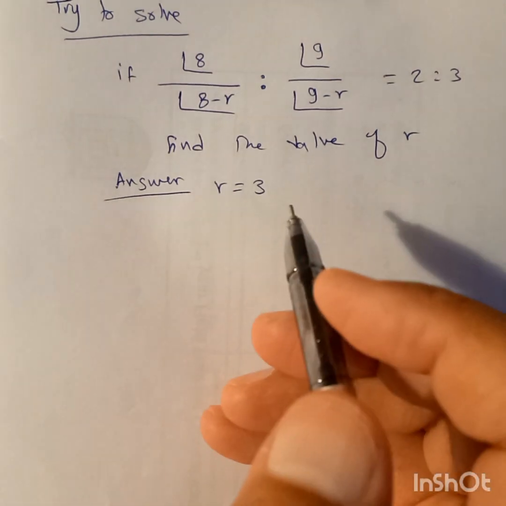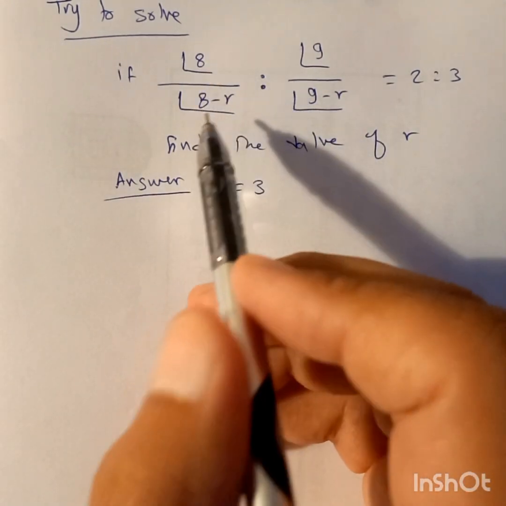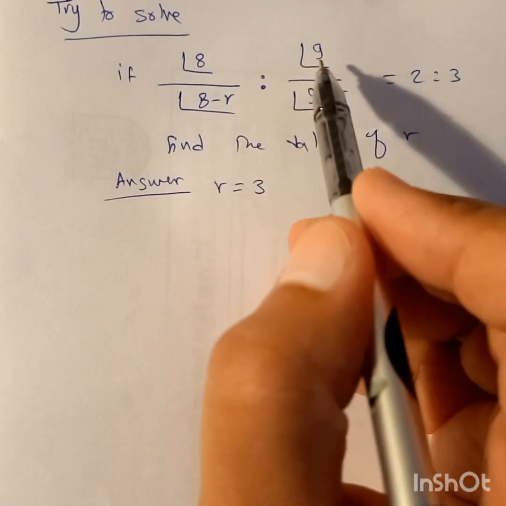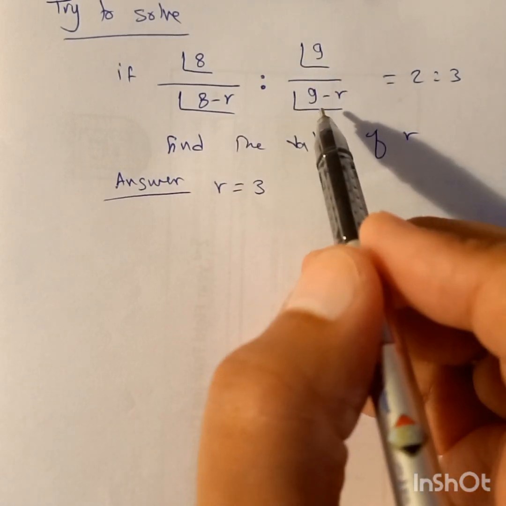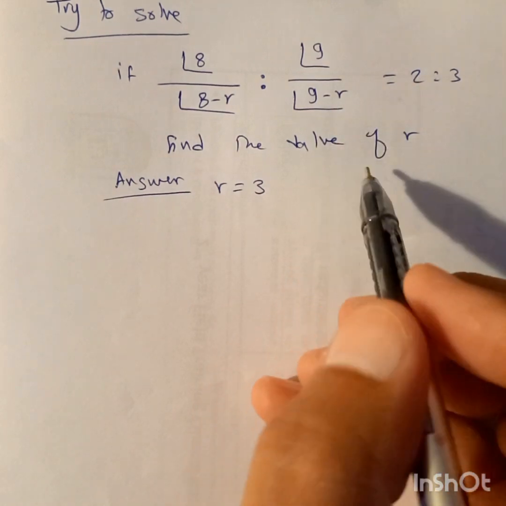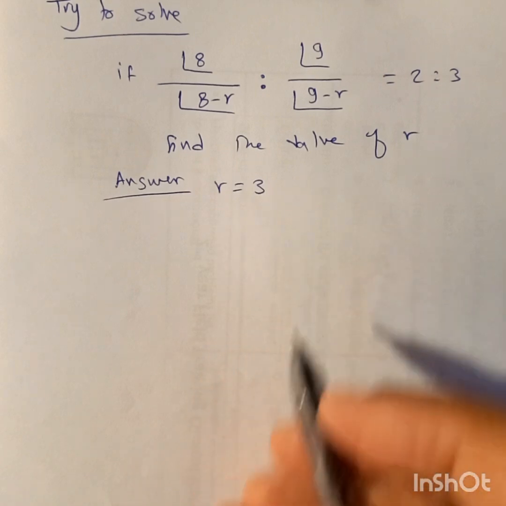Now it's time to try to solve a problem. If factorial of 8 divided by factorial of 8 minus r, to factorial of 9 divided by factorial of 9 minus r, the ratio equals 3, find the value of r. The answer is r equals 3, and you have to solve it in detail.